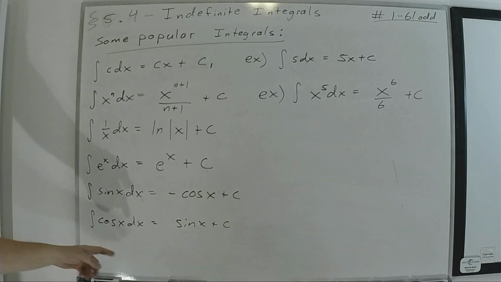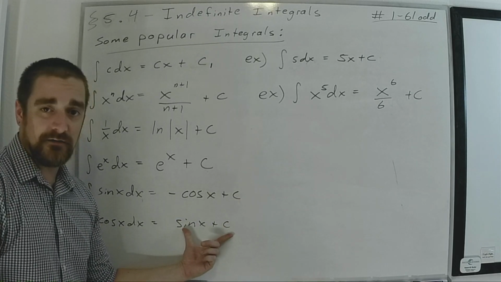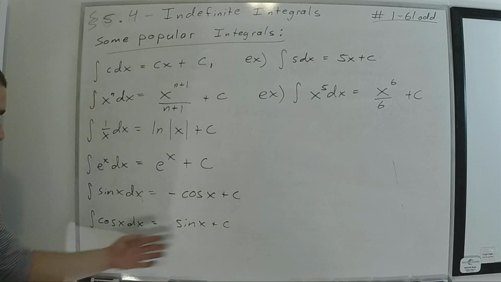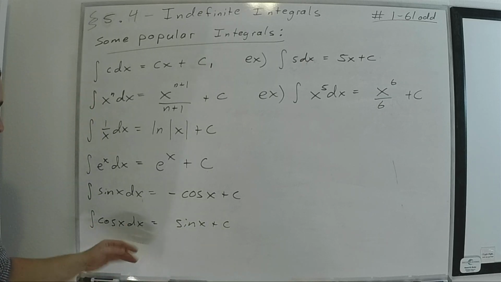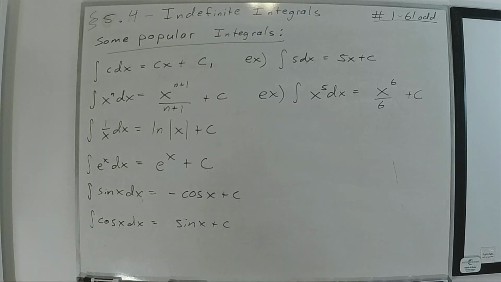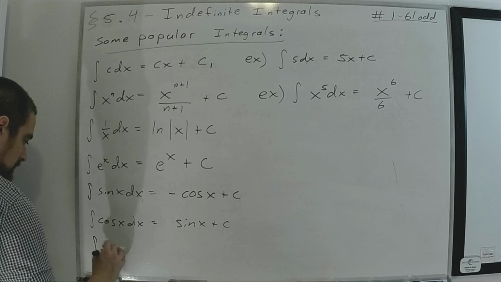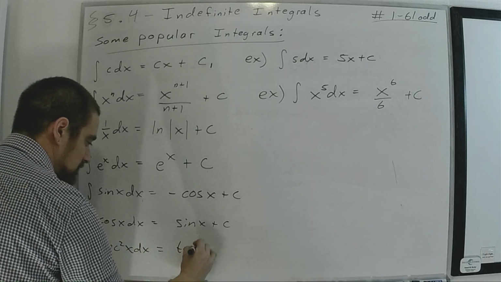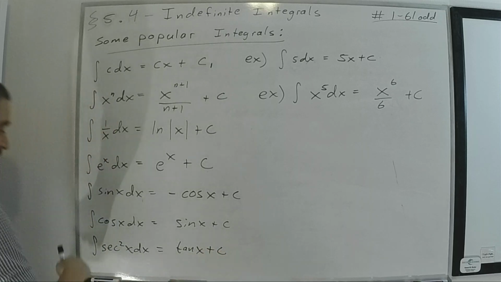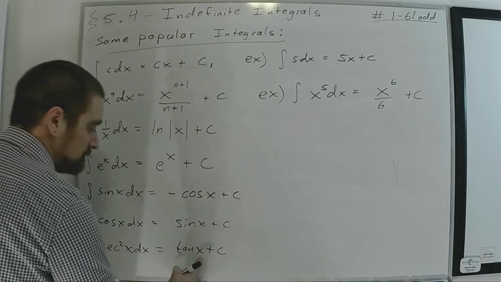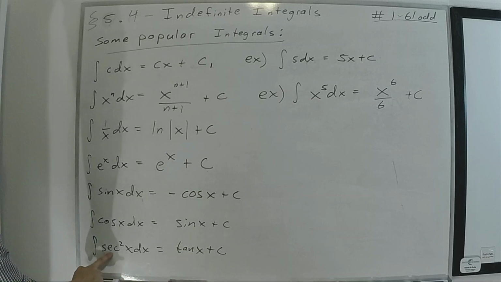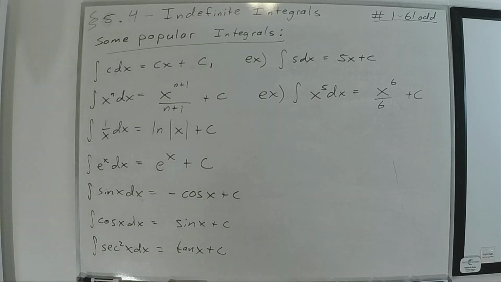For cosine of x, well, if I differentiate sine of x plus a constant, the constant disappears, I differentiate sine, I get cosine. So I don't have to worry about that negative sign anymore. So that one looks pretty nice. Secant squared of x is the derivative of tangent of x. Therefore, the antiderivative of secant squared of x must be tangent of x. If I differentiate tangent, I get secant squared. If I integrate secant squared, I'm back to tangent, etc., etc.